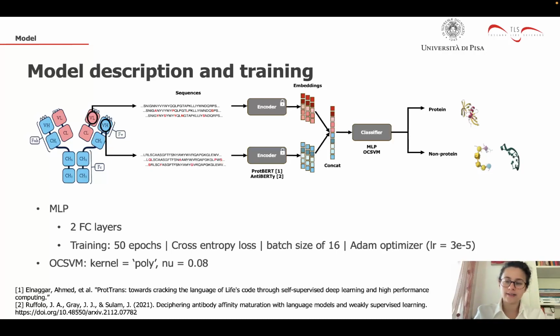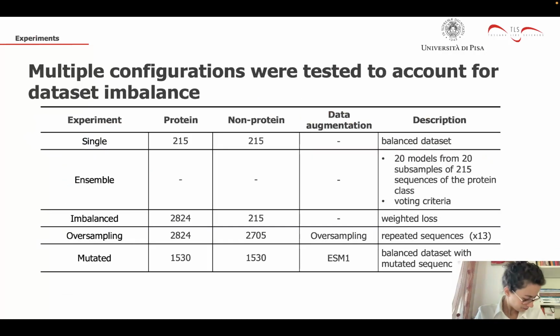So we further analyzed the MLP method with these five experiments. We started with the single experiment, which is basically the training of the model with a balanced dataset. Then we explored two different ways to exploit the protein set. The ensemble repeats the single experiment multiple times, in particular 20 times, using 20 different subsamples of the protein set, and then uses the voting criterion for the final evaluation.